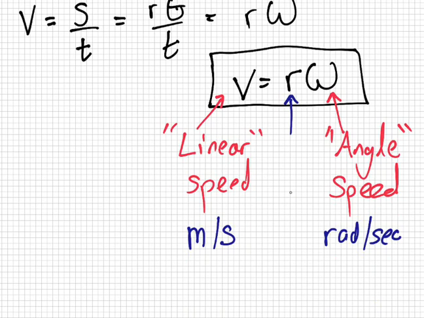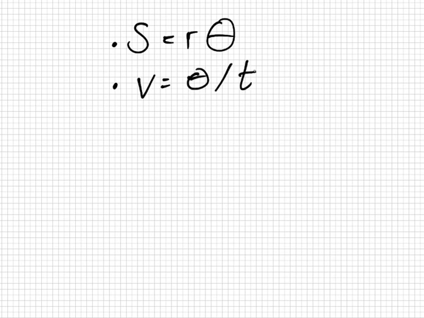Yep. Okay. So we have three formulas now. S equals r theta. V equals theta over t, and then that's omega. Sorry, omega. And then V equals R omega.